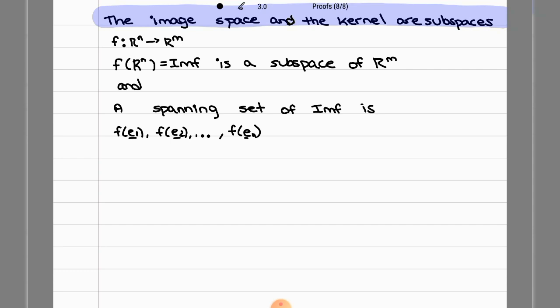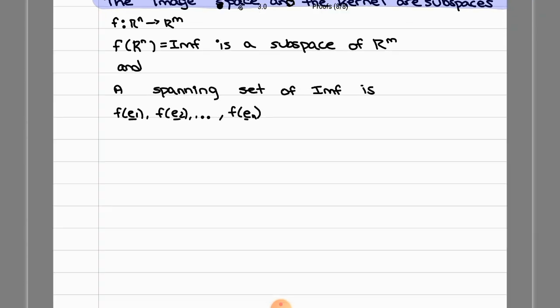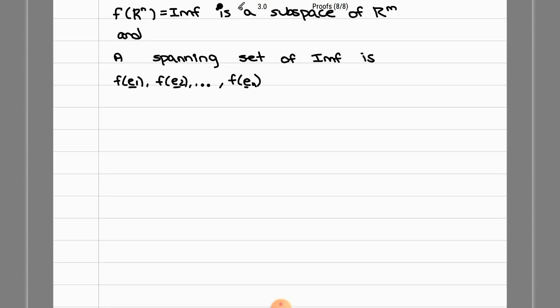And in addition to that, we can also say that a spanning set of the image space is given by the columns of the representation matrix, which are also the same as f of e1, f of e2, etc., where e1, e2, and so on are the fundamental or elementary vectors. So first we're going to prove this for the image space, and then we'll do a similar kind of thing for the kernel.